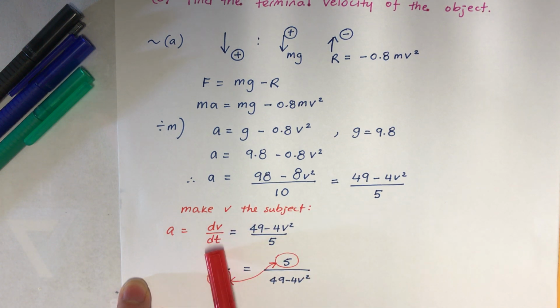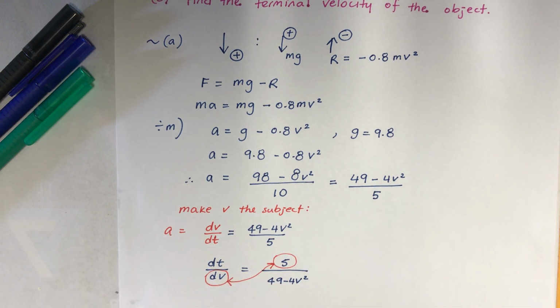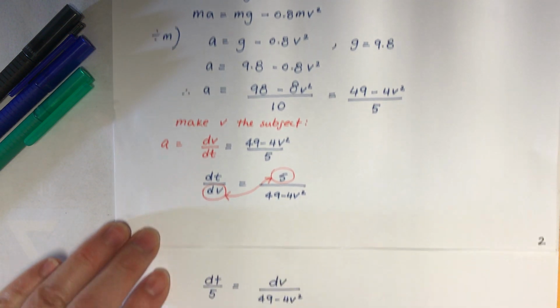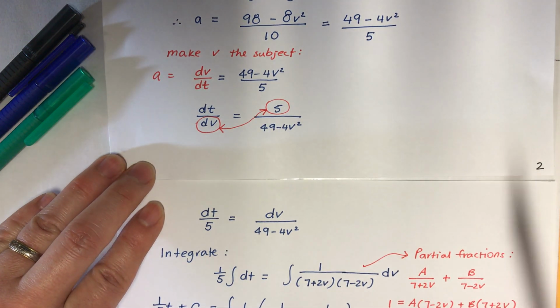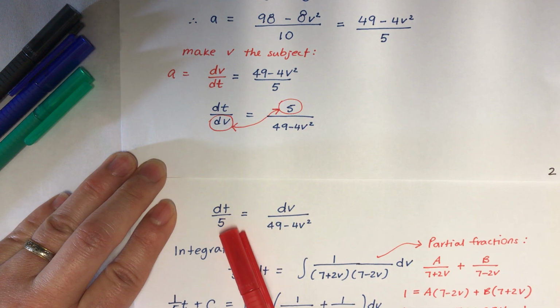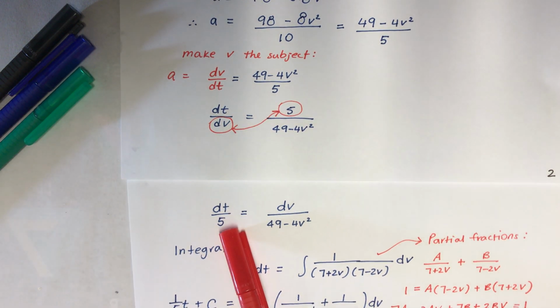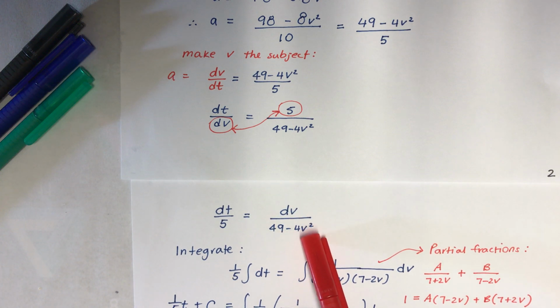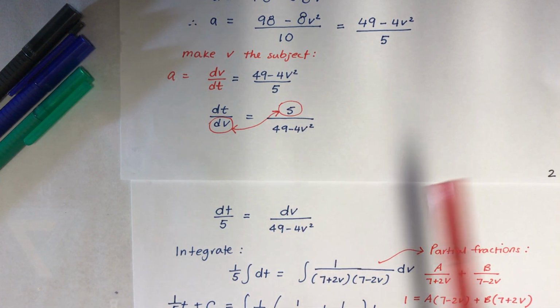So I'm going to use dv/dt equals 49 minus 4v squared over 5. Now what I'm going to do here is swap, because to make v the subject from here we need to do integration, right? So we need to make it into as comfortable a form as possible for integration. So I'll just swap this around, so that becomes dt over 5 equals dv over 49 minus 4v squared. Okay, so that's how I did it.